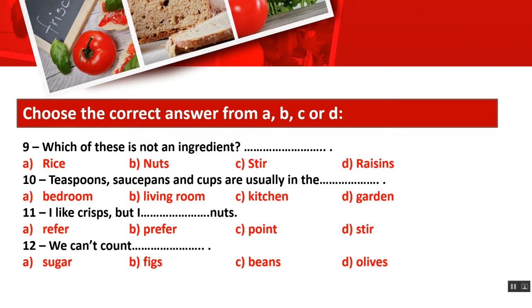Okay, which of these is not an ingredient? Stir. Teaspoons, saucepans, and cups are usually in the kitchen. I like crisps, but I prefer nuts. We can't count sugar.